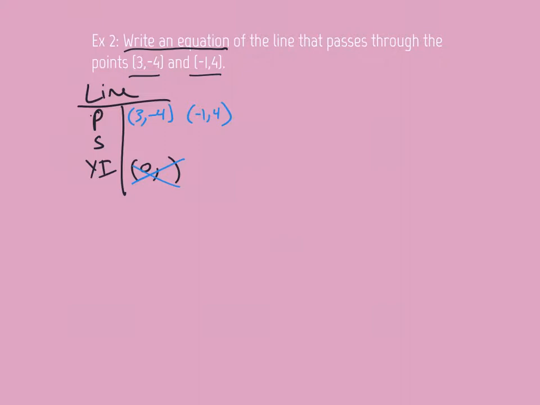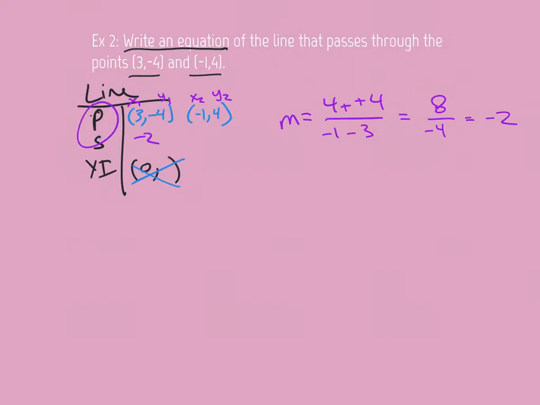I've got my 2 points. They don't have a slope, so we don't have 2 out of 3 yet. I need a slope. So I've got to use my slope formula, m equals y2 minus y1. So 4 minus negative 4, which turns to plus 4. And x2 on the bottom minus x1, which would be negative 1 minus 3. So I'm going to get 8 over negative 4, which is a slope of negative 2. Hey, now I have a slope. Look at that. I have 2 out of 3, point and slope.